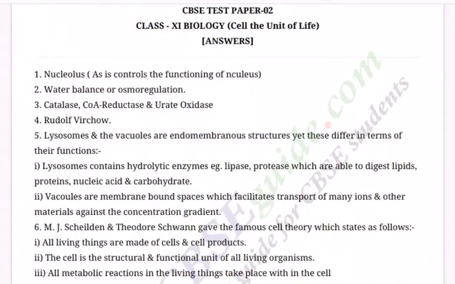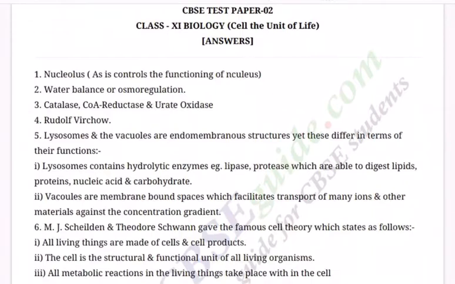Next, question 3, catalase. That is the enzyme, catalase, CoA reductase, urate oxidase. Next, question number 4, Rudolf Virchow, expected question, Rudolf Virchow.